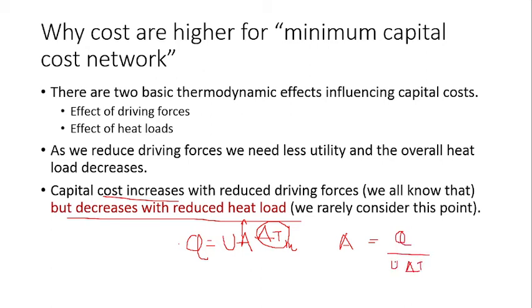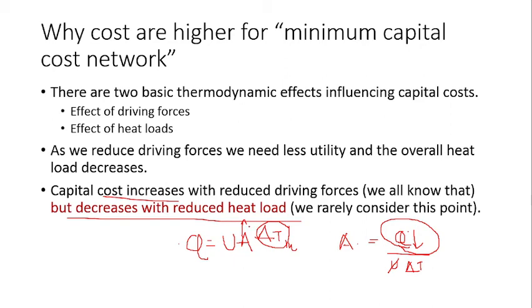For a given system, U is fixed. So if delta T decreases, area has to increase, but along with delta T decrease, Q also decreases. So this increase in A can be nullified by Q. If Q is fixed, like if the amount of load is fixed, then a reduction in delta T will always increase A. But if along with delta T, Q also decreases, the increase in A is nullified by that.